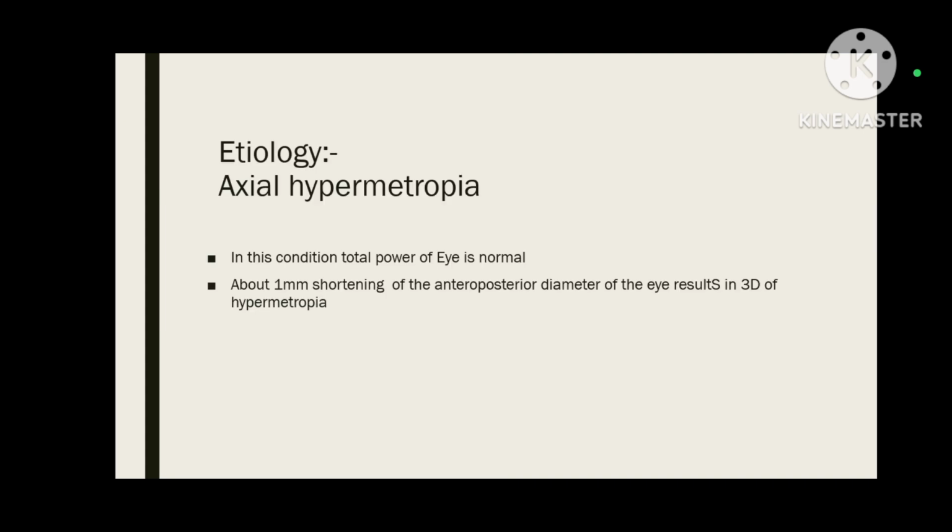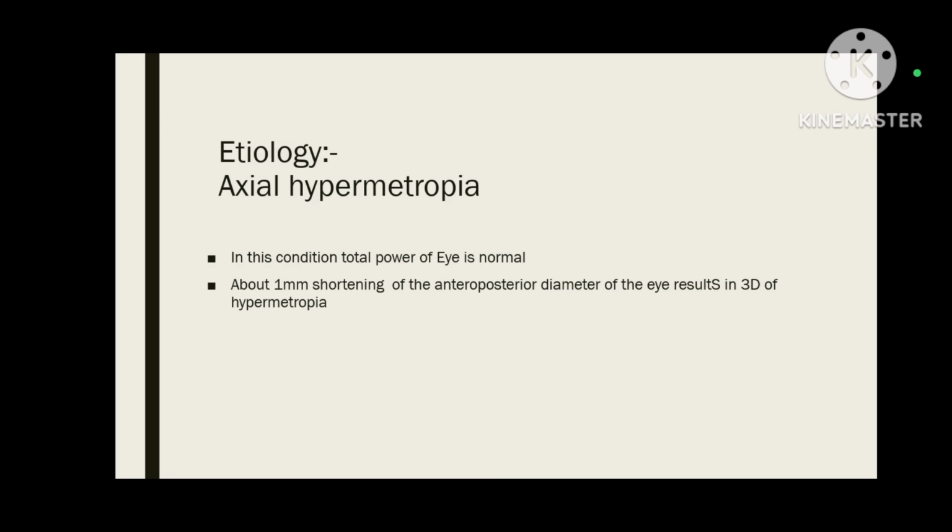Etiology or causes: axial hypermetropia. In this condition, the total power of the eye is normal. About 1 mm shortening of the anteroposterior diameter of the eye results in 3 diopters of hypermetropia.